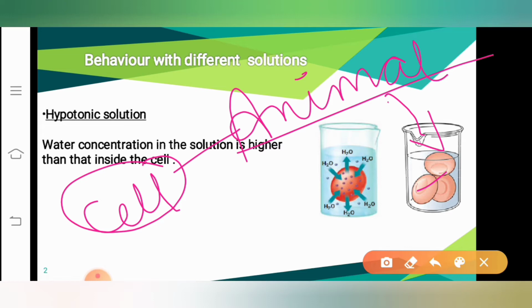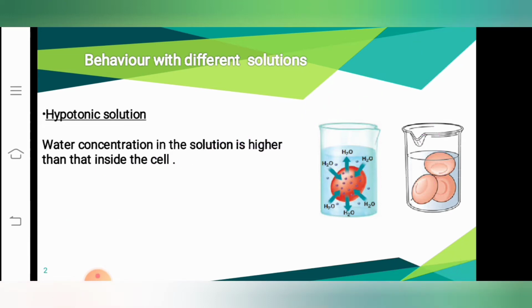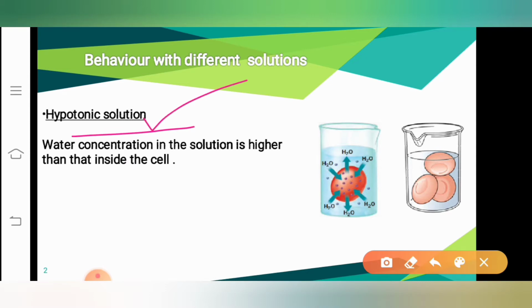Now, we will look at the behavior of the cell in the hypotonic solution. As I told you, when we keep the cell in the solution, it shows some kind of change in its behavior. Correct. So, now let us understand the change in the behavior in the hypotonic solution. Before that, let us understand what is hypotonic solution. Hypotonic solution is a solution where the level of water concentration in the solution is higher than that inside the cell.